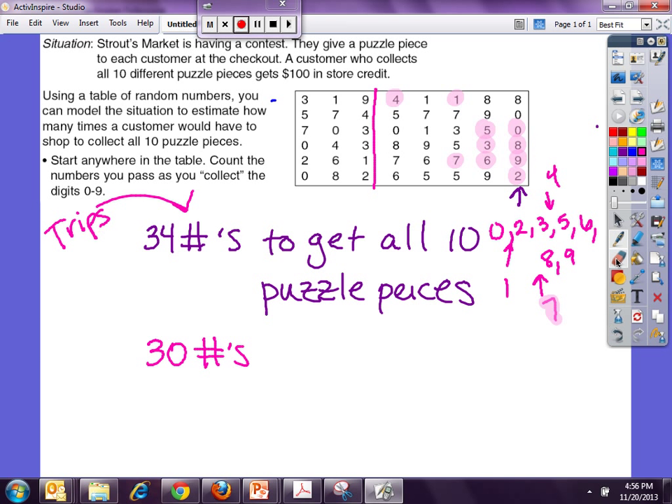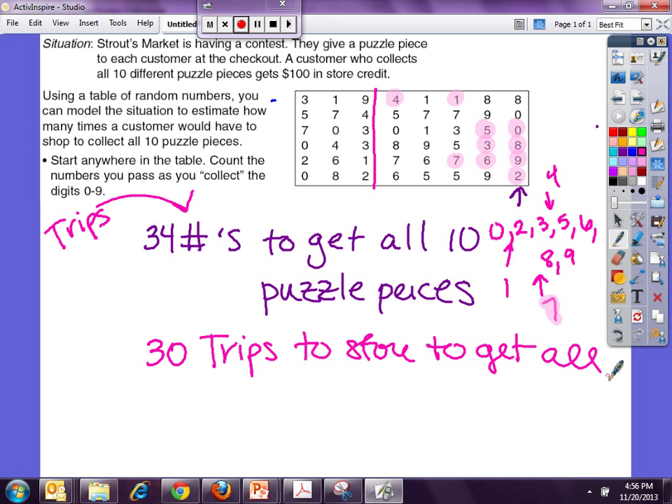To the store to get all 10 puzzle pieces. So we can see how this is different depending on how we view the simulation. But this is an example of how we use our simulation to answer our questions on probability.